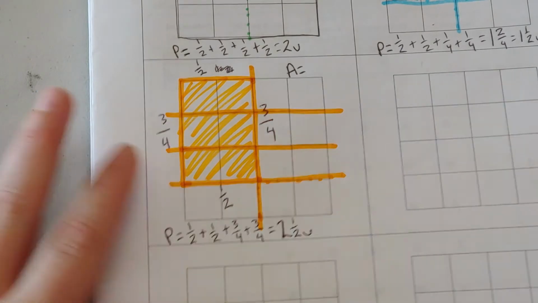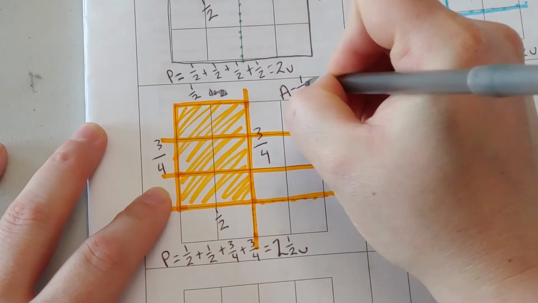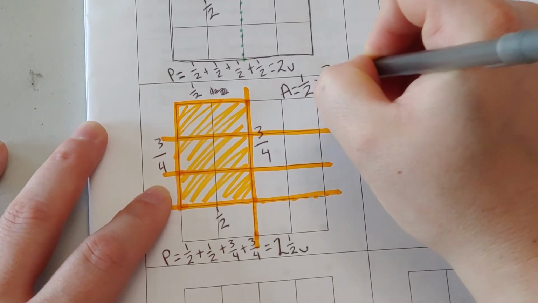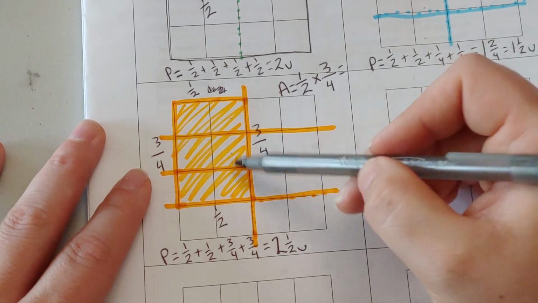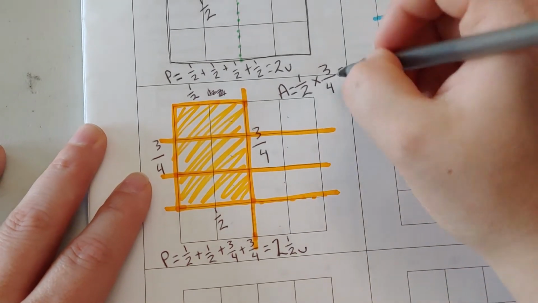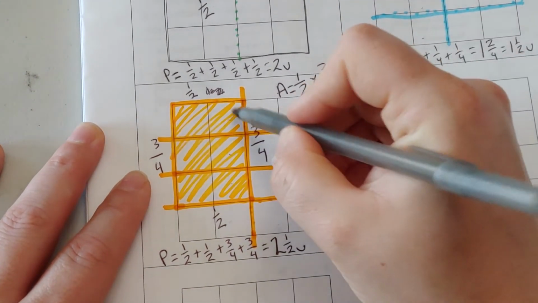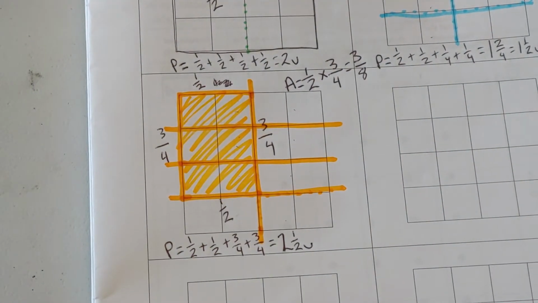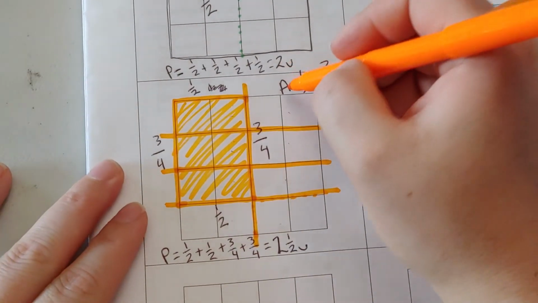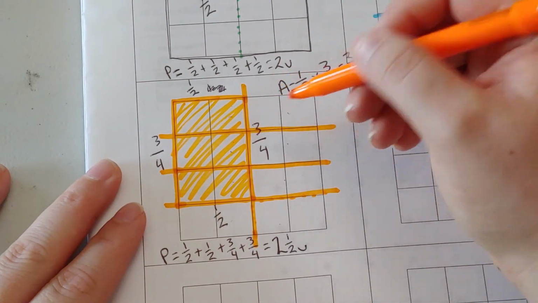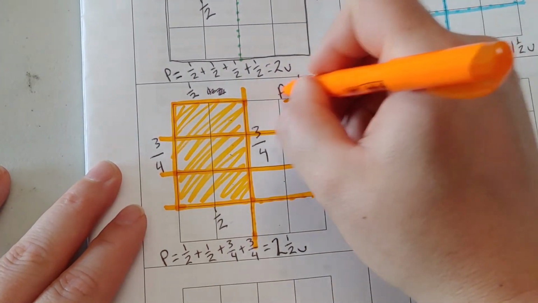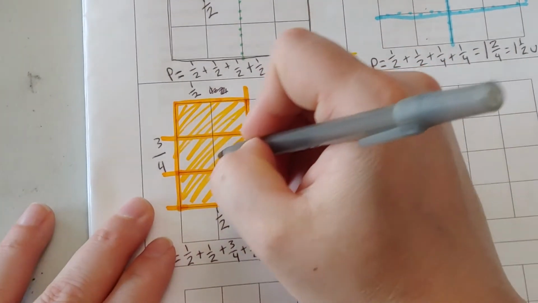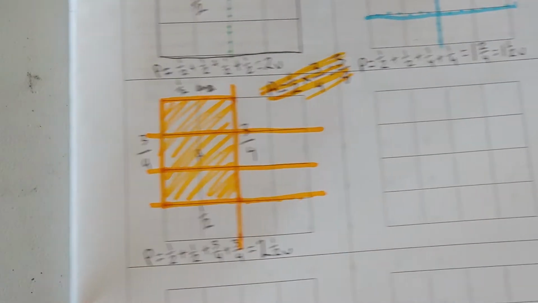Also very important with fractions. So 1/2 times 3/4 equals 1, 2, 3, 4, 5, 6, 7, 8. 1, 2, 3. 3/8. And that was A from yesterday.